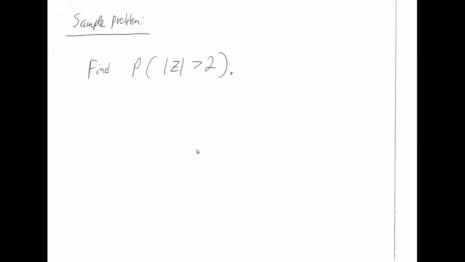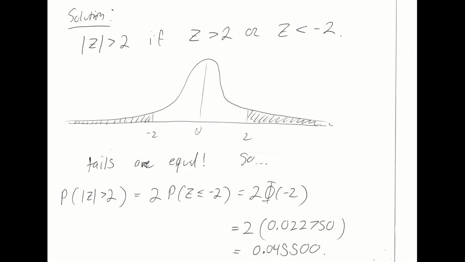Find for me the probability that the magnitude of a sample, a standard normal of this type, is strictly greater than 2. Alright, hopefully you've had time to pause the video and work on that for a bit. So let's look at an actual solution.